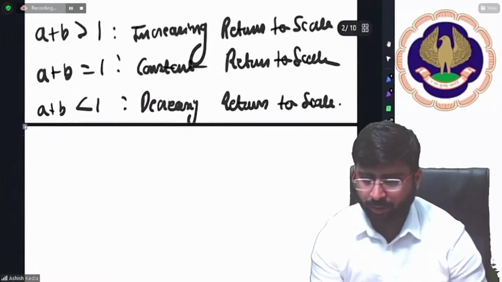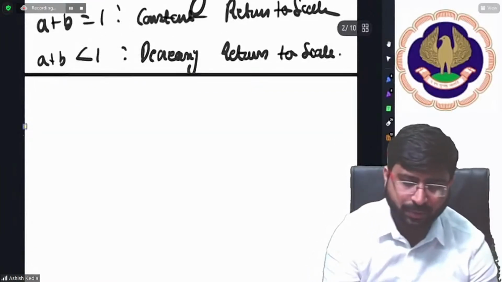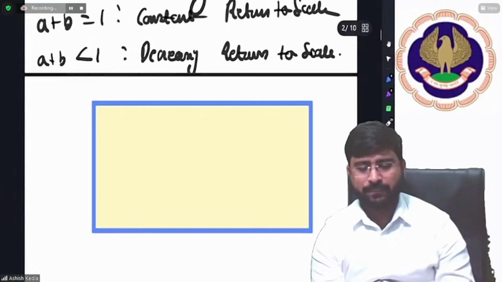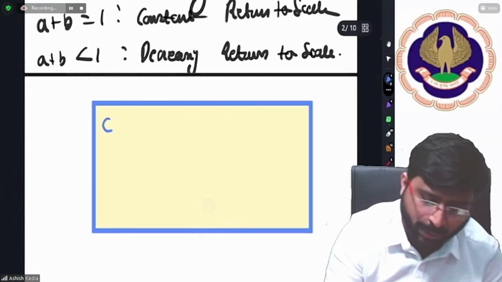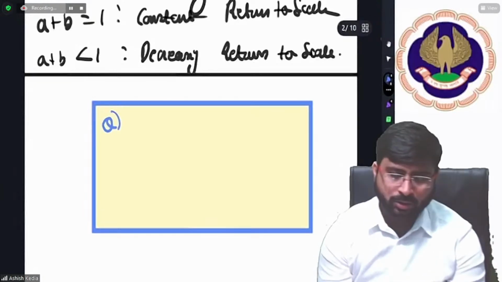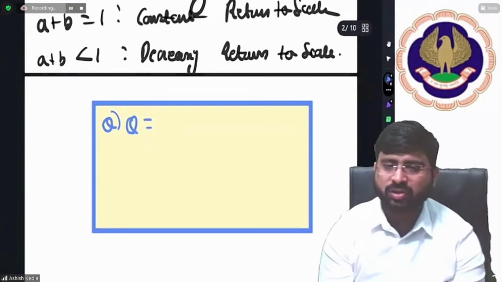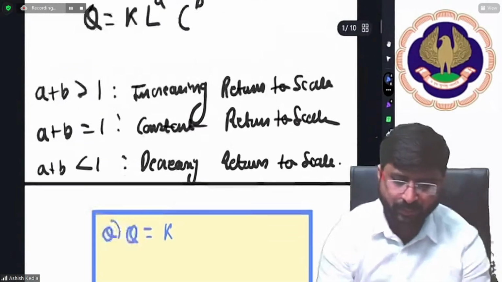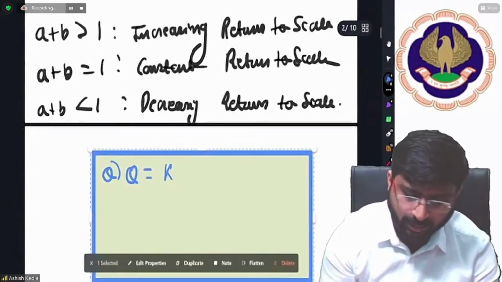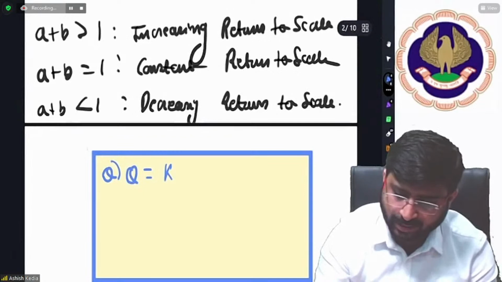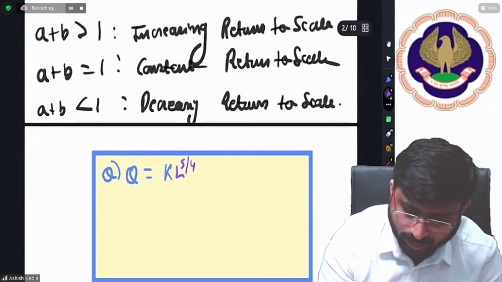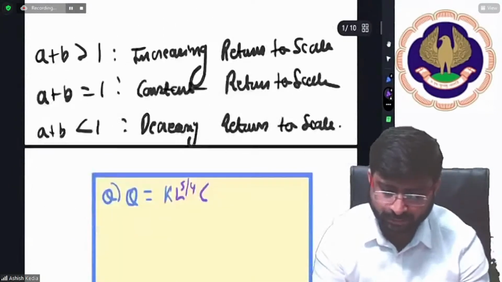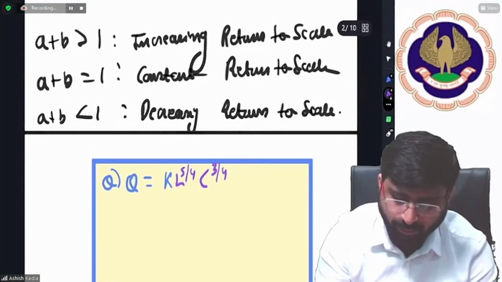Now pay attention, friends. One more question that I have from the MCQ part. Please tell me. The quantity ratio is written as K over L, with the exponents 5/4 and 3/4.